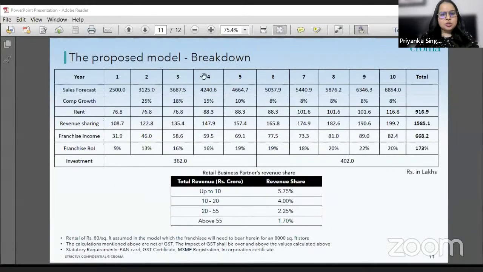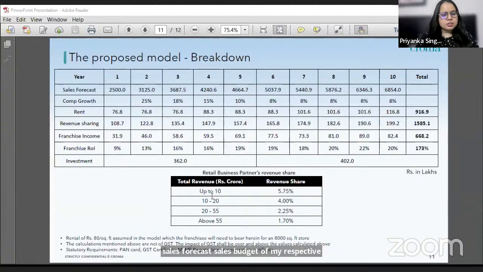This is the format in which we propose our model. This will show you the whole 10-year tenure of the projected sales. If you're talking about year one, that is this financial year. So this will be the sales forecast, the sales budget of my respective store, which I'm proposing.